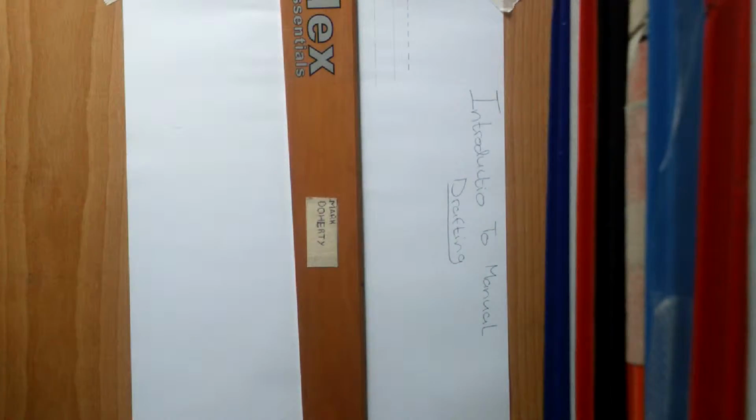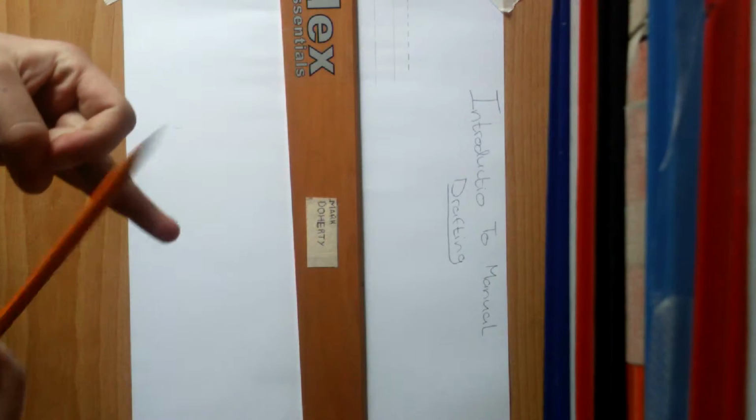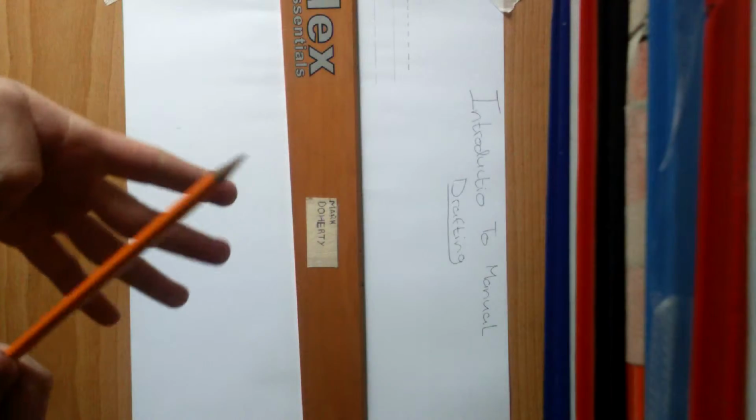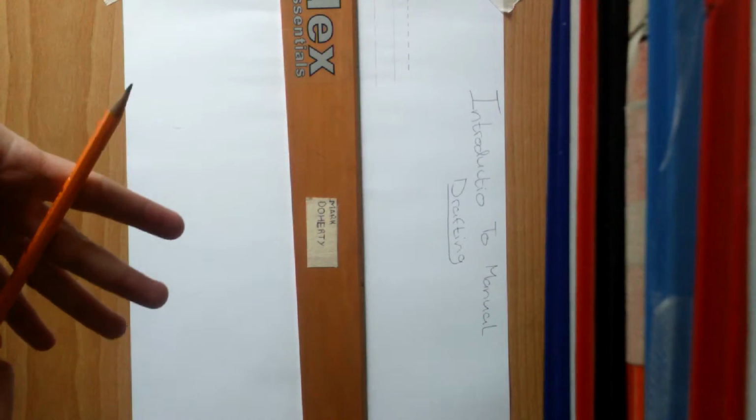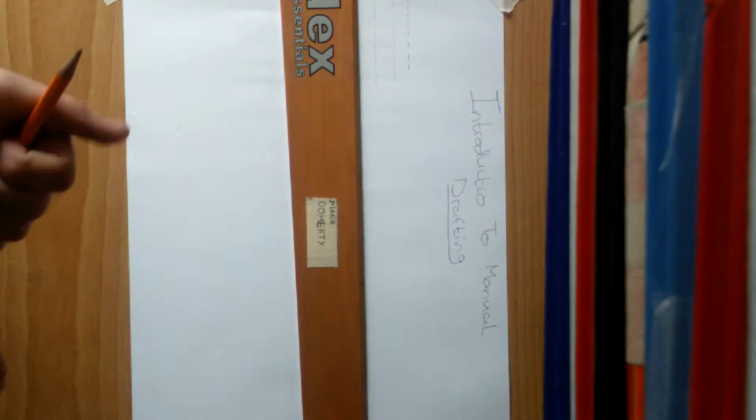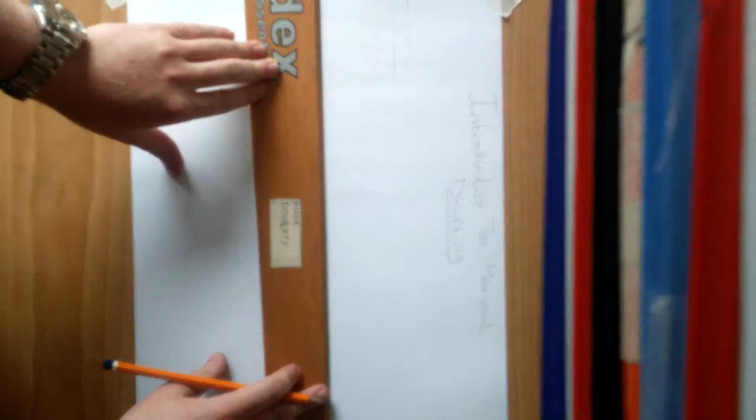Today I'm going to do a short video on introduction to manual drafting, and I'm going to introduce you to line types, line weights, constructing angles, drawing lines perpendicular and parallel to each other, and constructing circles or curves. So first I'm going to introduce you to line types.